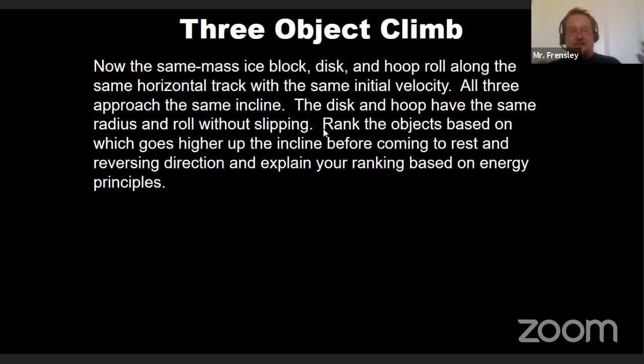Now, let's take our three objects again: ice, disc, hoop. They're going to roll side by side on a flat bit. Then they're going to approach an incline. Who's going to go up higher? So I want you to rank the objects based on which goes higher up the incline and tell me why in terms of the energies involved. Okay, on your mark, get set, 2 minutes.